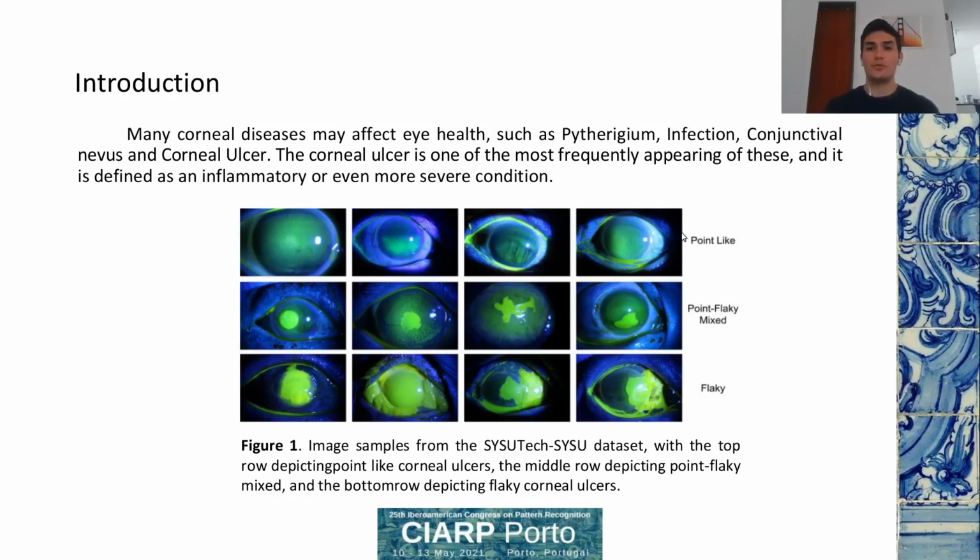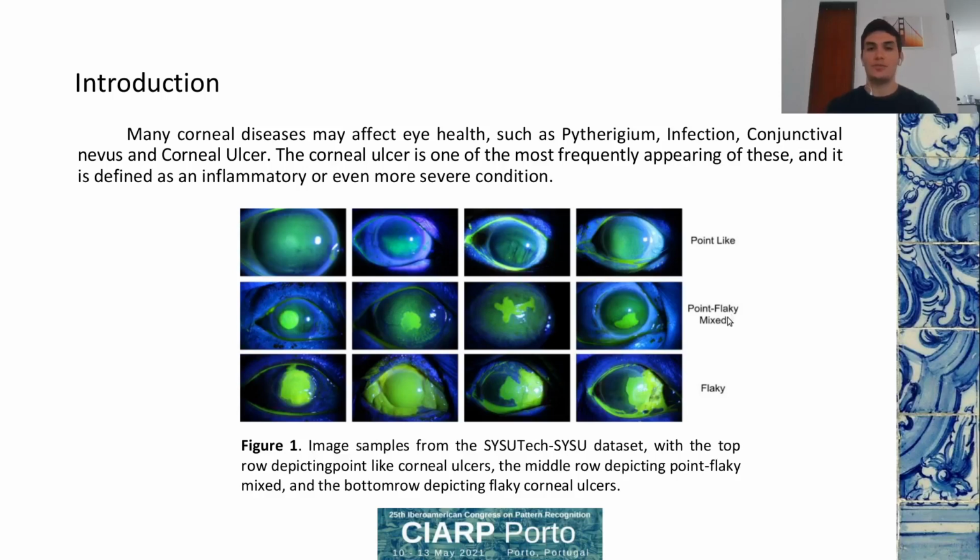In the top row, we have the point-like general type of corneal ulcer. It is represented by micro dots along the corneal tissue, and it represents a very early stage of this condition.